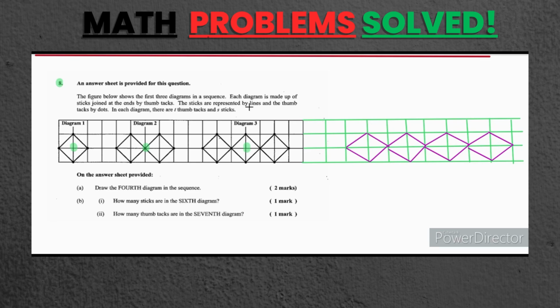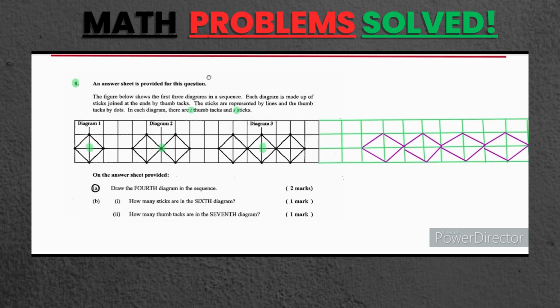The sticks are represented by lines and the thumbtacks are dot by dot. In each diagram there are T thumbtacks and S sticks. So T and S represent the thumbtacks and sticks, right? So first of all, draw the fourth diagram in the sequence. So we have to draw the fourth diagram in the sequence.